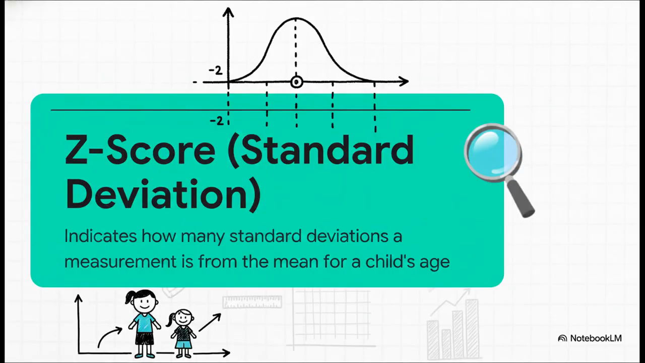Now, if you want to be really precise, and for exams you do, we use something called z-scores. A z-score tells us exactly how far a child's measurement is from the average for their specific age and sex. A z-score of 0 means they're right on the average. A score of -2, though, means the child is significantly smaller than their peers. This level of precision is why z-scores are really the gold standard.